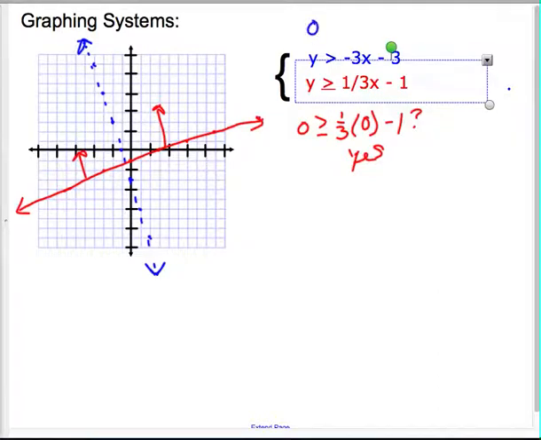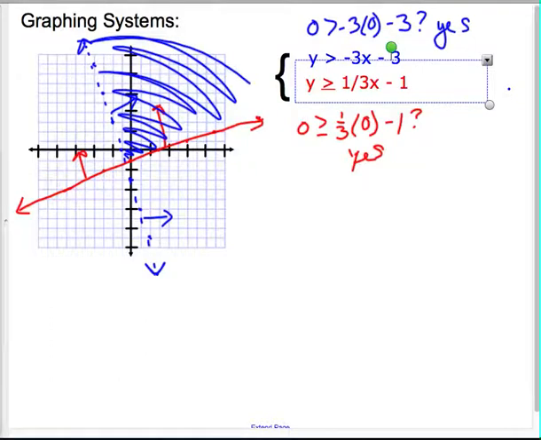For my blue one, is 0 greater than -3? Again, the answer is yes. So I shade towards the origin from my blue line as well. And right here is where my red arrow and my blue arrow are pointing at each other. So that's the solution of my inequality.